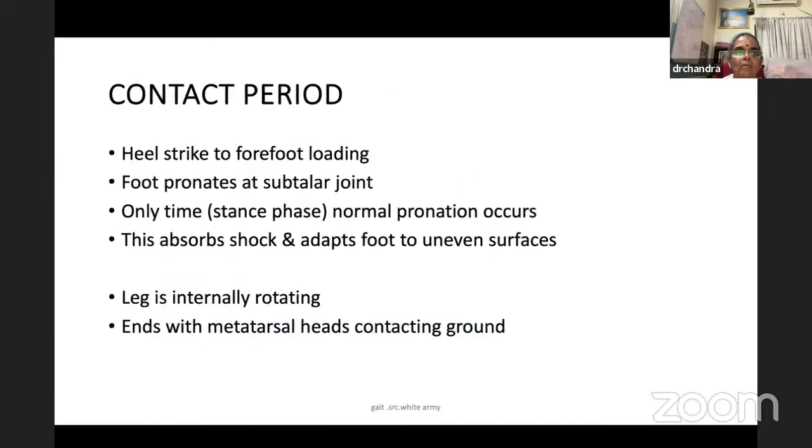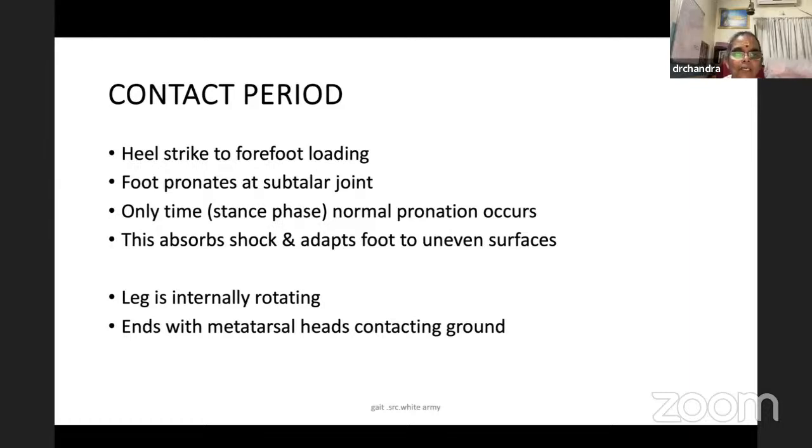So what is the contact period? Heel strike to forefoot loading is called the contact period. The heel is striking and then the forefoot is touching the floor. That is the contact period. The period between the heel strike and the forefoot touching the floor is the contact period.